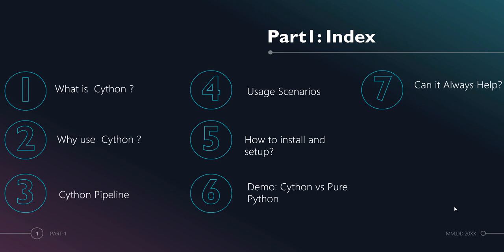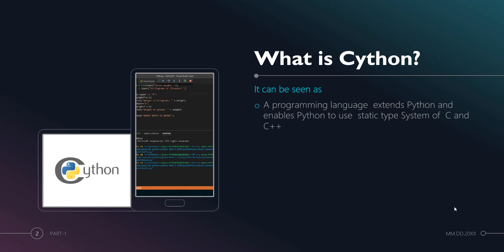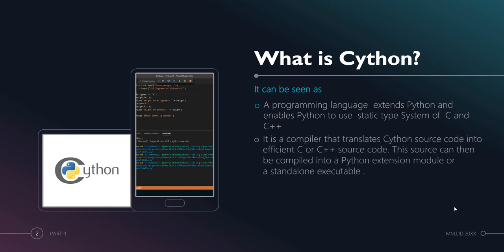So let's get started. The first question is, what is Cython? Cython can be seen as a programming language that extends Python and enables Python to use the static type system of C and C++. It can also be seen as a compiler, which converts the Cython source code into efficient C or C++ source code. This source code can then be compiled into a Python extension module or a standalone executable. Then these modules can be used in pure Python to do whatever you want to do.